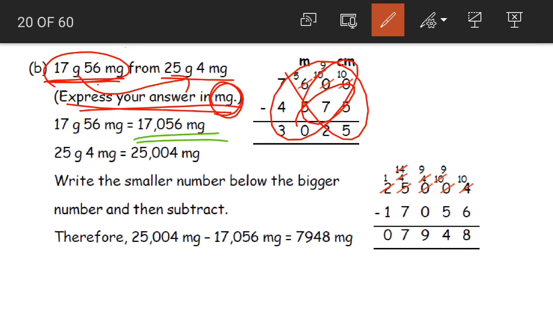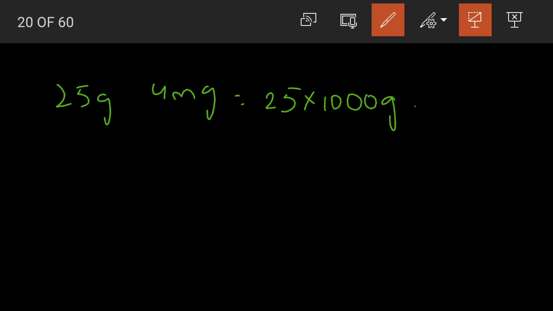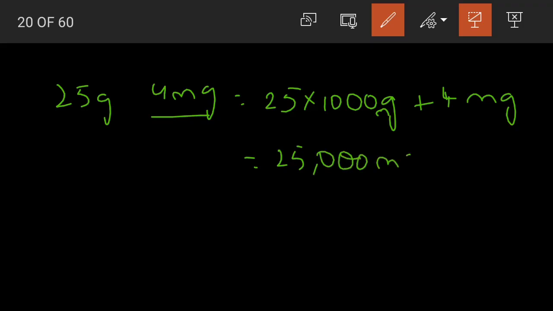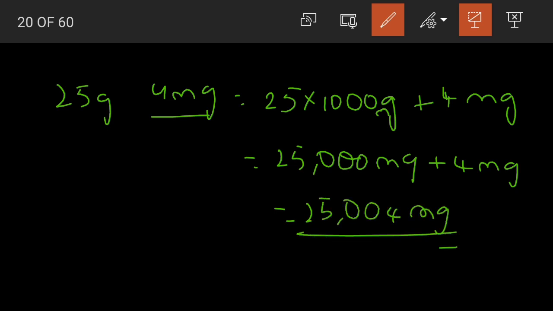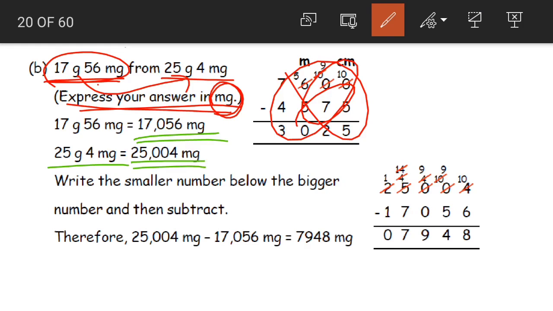Conversion of the first term is done. See, 17,056 milligrams. Next, 25 grams 4 milligrams is equal to 25 into 1000 milligrams. We are converting into milligrams. So plus 4 milligrams, that is equal to 25,000 milligrams plus 4 milligrams, that is equal to 25,004 milligrams. So this is also done. We have converted both. Now what are we left with?